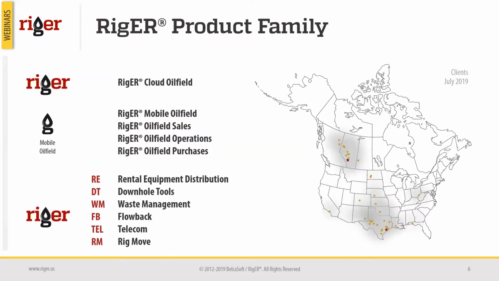So what is RigER as a product? It is a platform that has both cloud application, which you can access through a desktop, and it is fully supported by the mobile applications. Now we have a suite of mobile applications depending on the functions of your operations in the oilfield. So from general dispatch to the sales and operations and purchases, in order to make you able to do many different operations when you are in the field and connecting to your main cloud database throughout the internet. RigER also has a number of user-specific or sub-industry specific applications. They include rental equipment, distribution, downhole tool solution, waste management, flowback, and telecommunication tools management, and others.